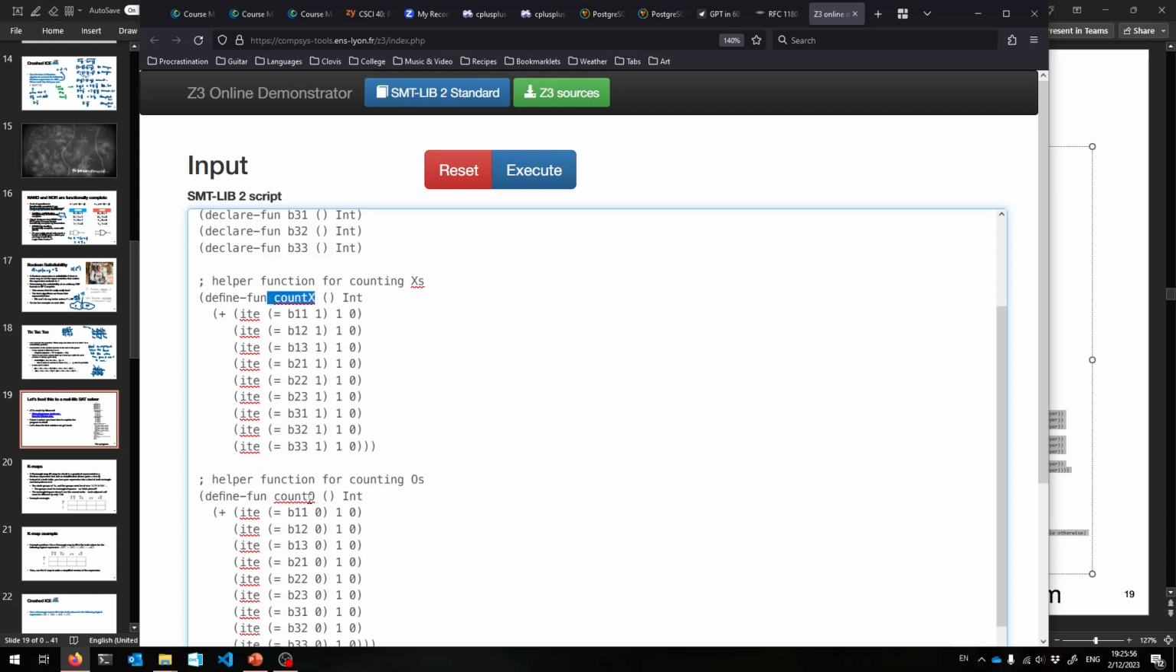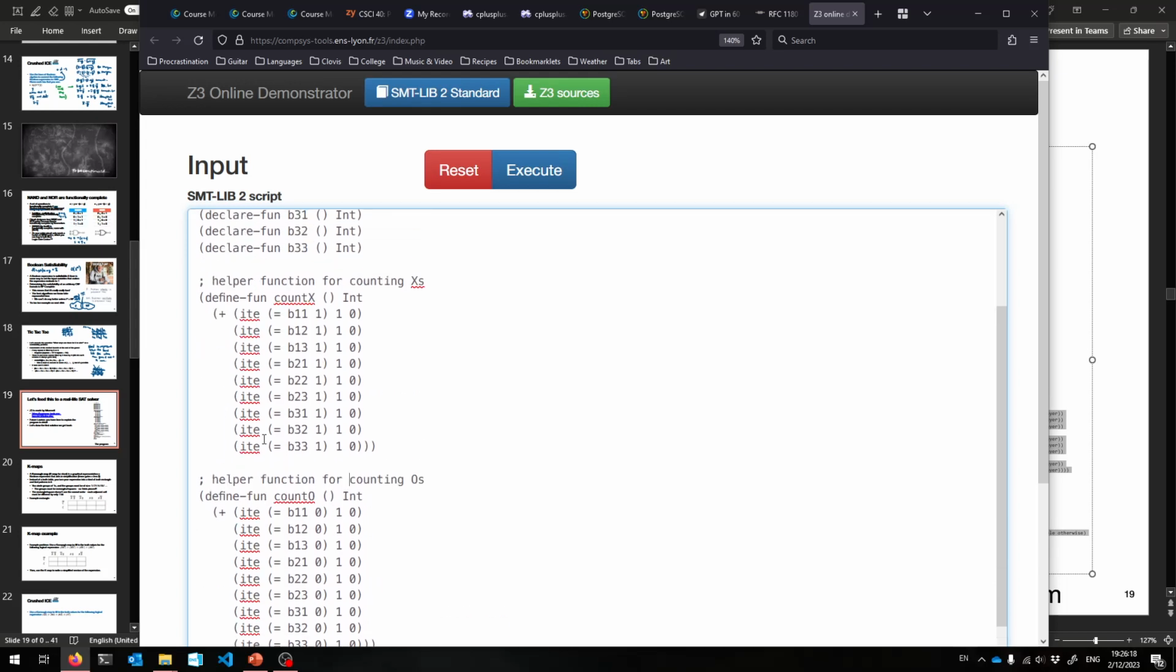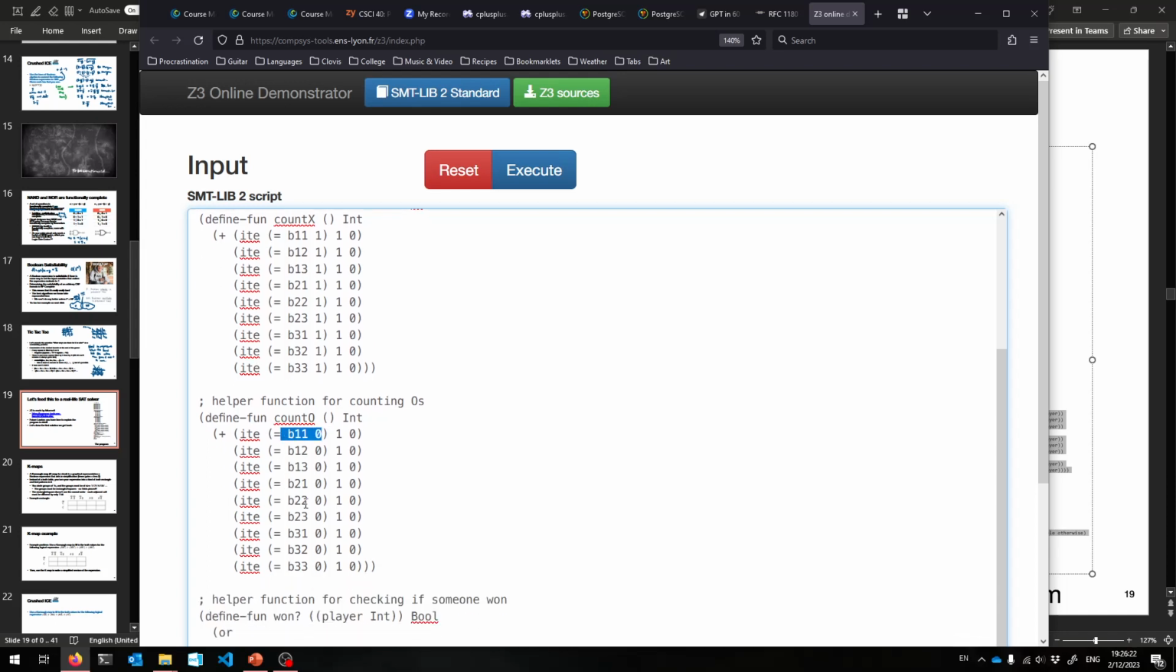I also make a count o function. It's just like over all your variables, is it true? ITE stands for if then else. If b11 is equal to 1, that means it was an x. Then count it, make it a 1. Otherwise, say 0. So it's a 1 everywhere it was an x. So add up all the places that it was an x essentially. So one big plus. So that's counting all the x's. And then the same thing for the o's. It's like put a 1 here if this was equal to an o, which is a 0. We're encoding an o as a 0. So add up all the zeros and give back that answer.